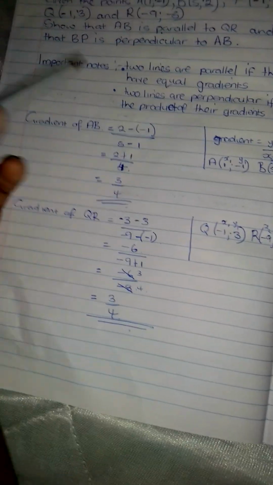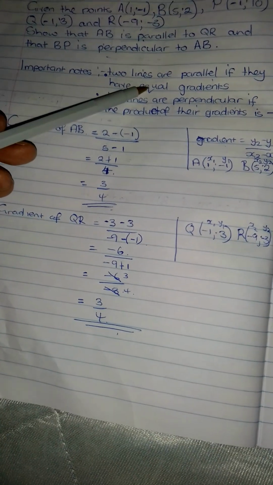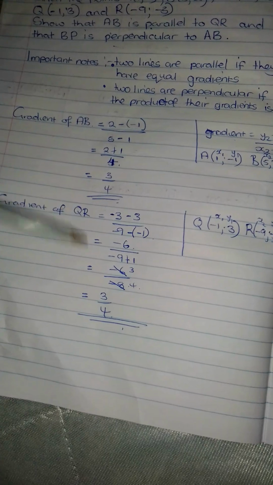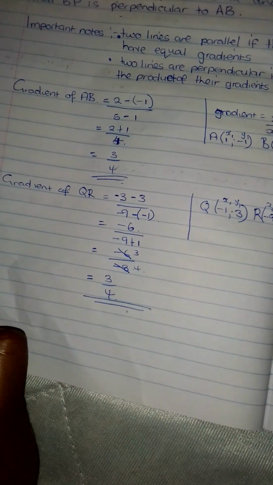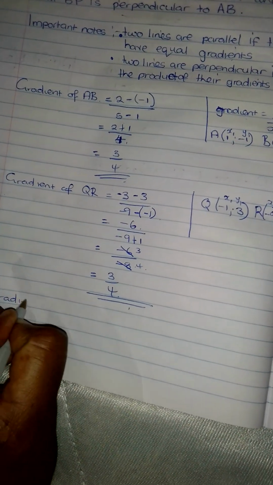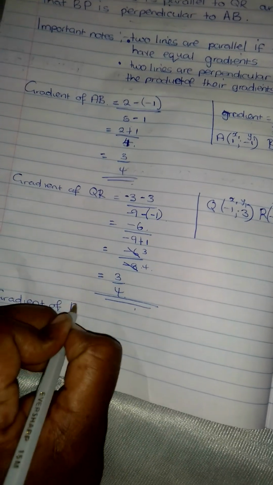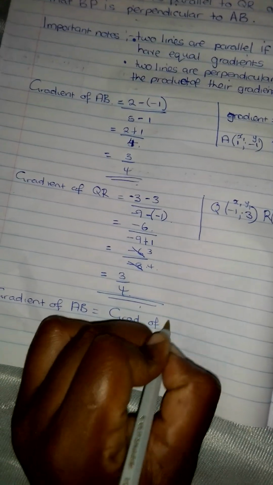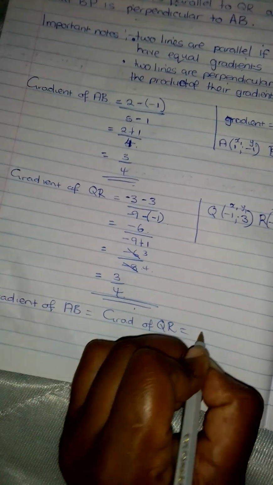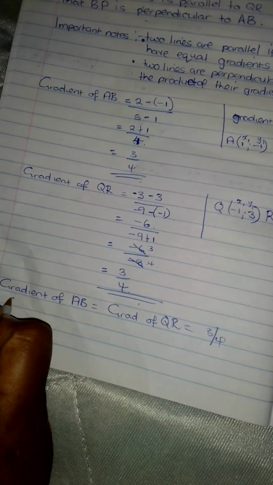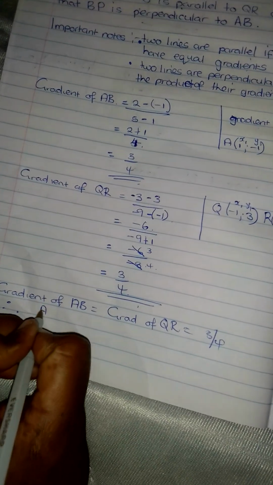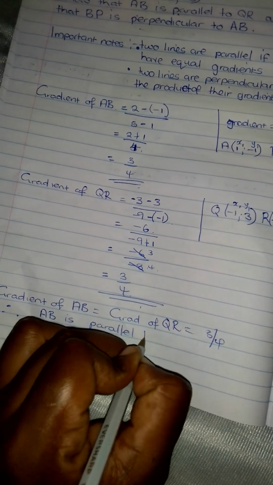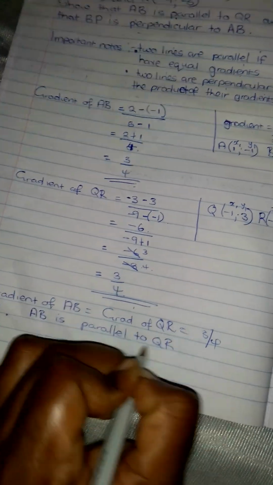Right, going back to our important notes, two lines are parallel if they have equal gradients. So these two have equal gradients. Therefore, the gradient of AB is equal to the gradient of QR, which is equal to 3/4. Therefore, AB is parallel to QR.